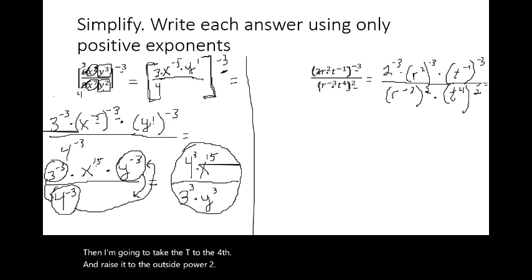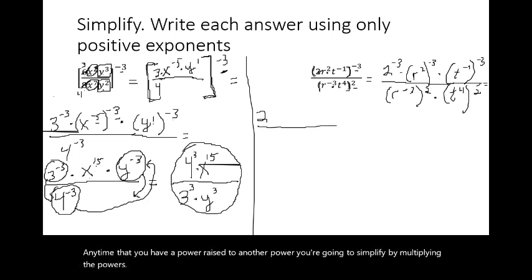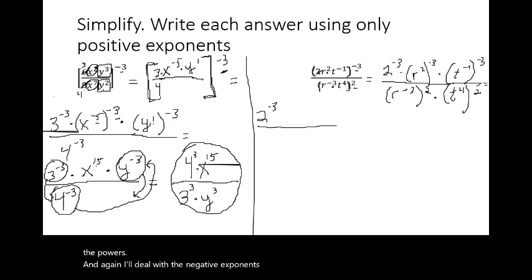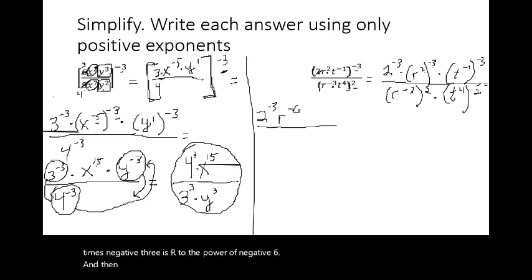Anytime that you have a power raised to another power, you're going to simplify by multiplying the powers. And again, I'll deal with the negative exponents later. For r here, I have positive 2 times -3 is r to the power of -6. And then for t, -1 times -3 is t to the power of +3.